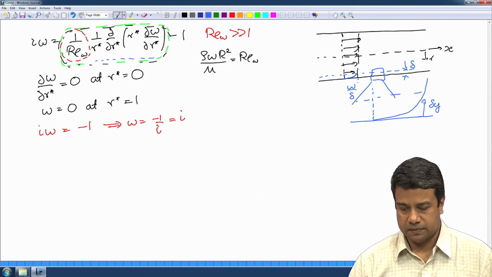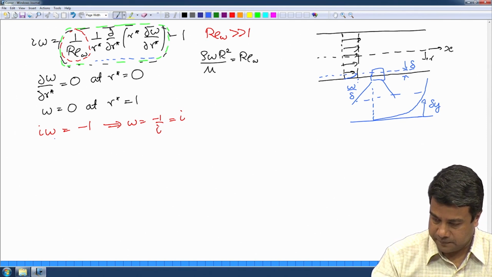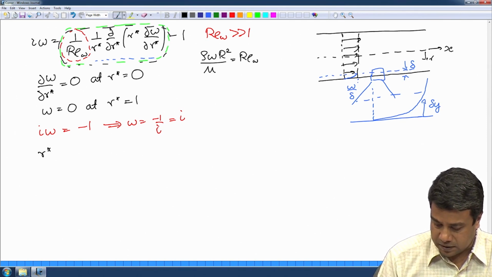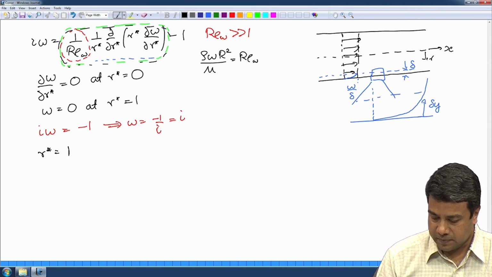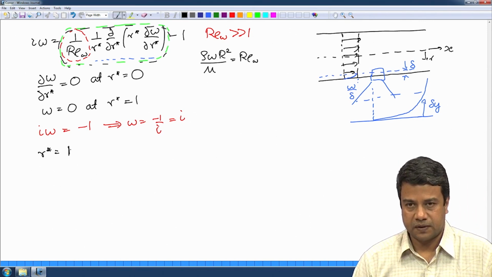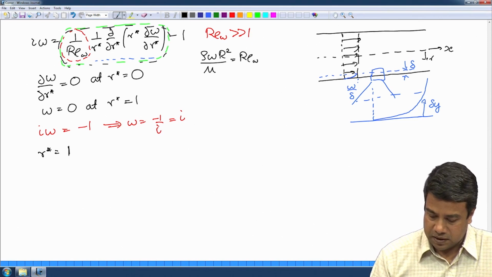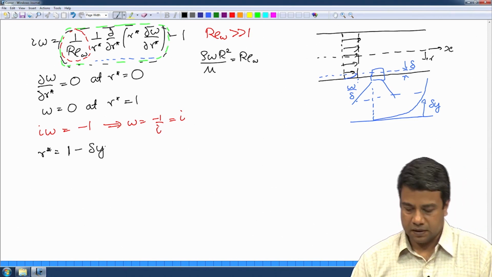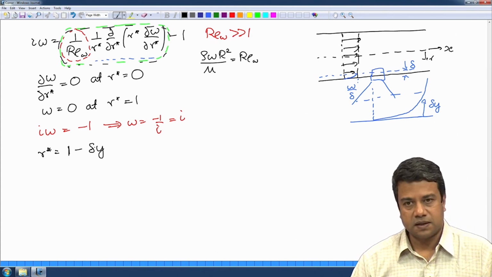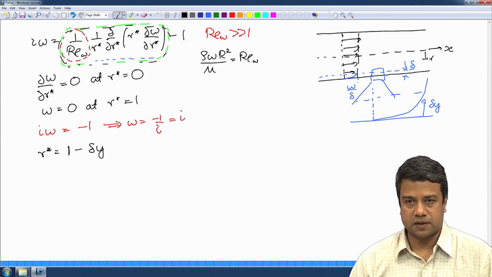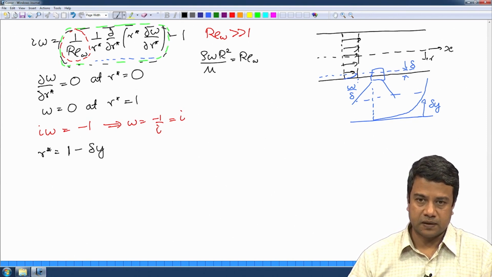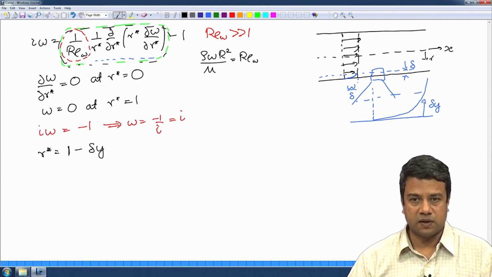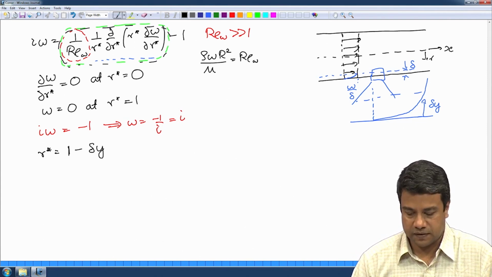So, therefore, I will define r star equal to 1 at the pipe wall, and close to the pipe wall r star will be equal to 1 minus delta times y, where delta, as I said, is a scale factor which depends upon the Reynolds number. It should get smaller and smaller as the Reynolds number becomes larger and larger. y is a coordinate which is order 1. It continues to be order 1 in the limit as the Reynolds number goes to infinity.